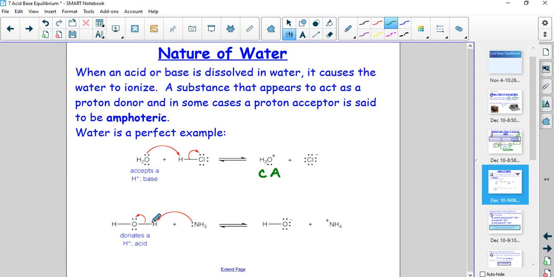Water can also, and look, here's ammonia. Water can also donate a proton, which makes it behave like an acid. And therefore, the conjugate version of that would be a conjugate base. Look, here's your hydroxide, of course, behaving like a base does.